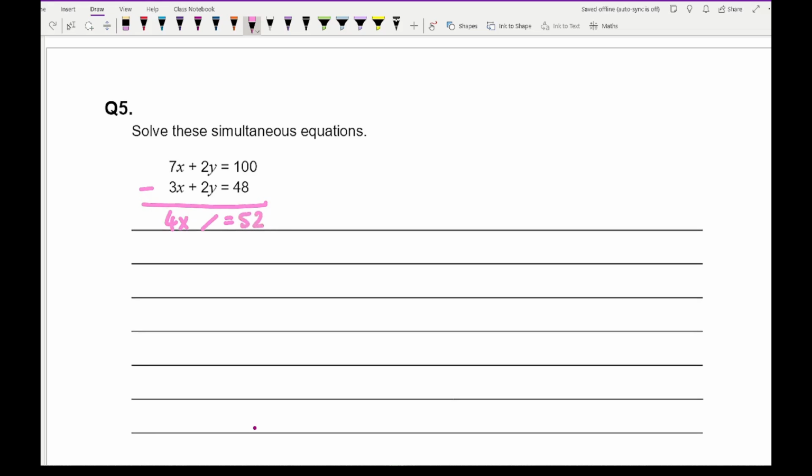Then to work out x, I just need to divide by 4. So therefore that's going to give me an x value of 13. Oh, that's not right, I typed over the answer. Let's try that again. There we go.